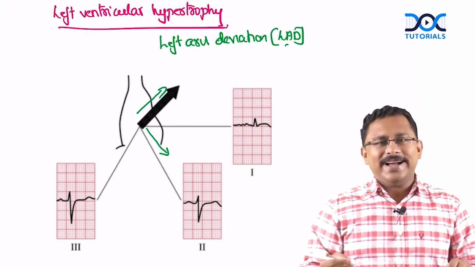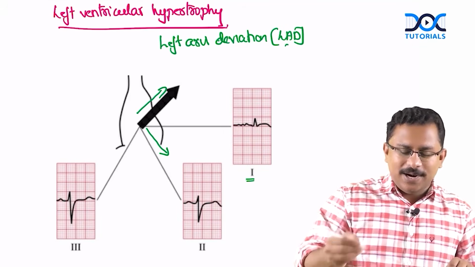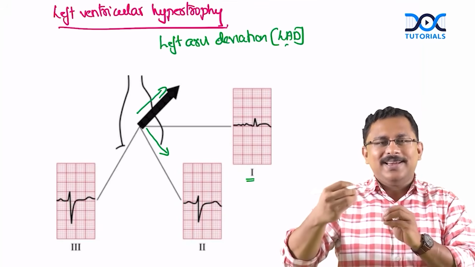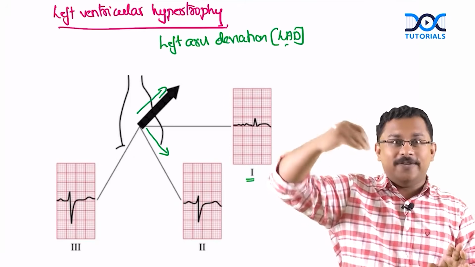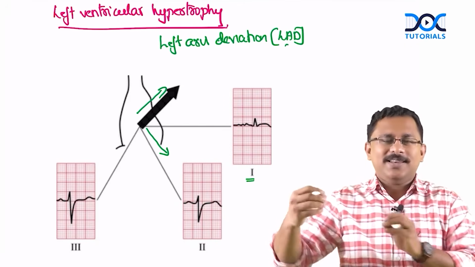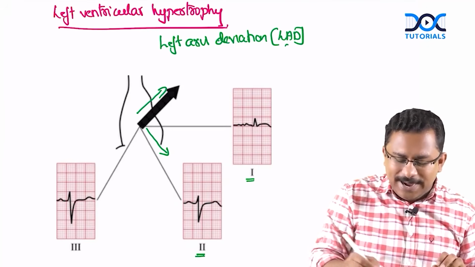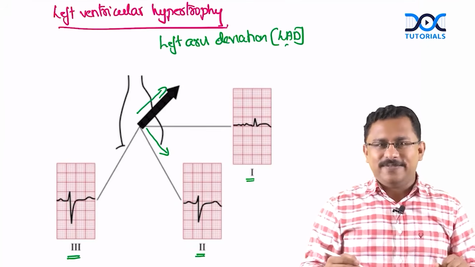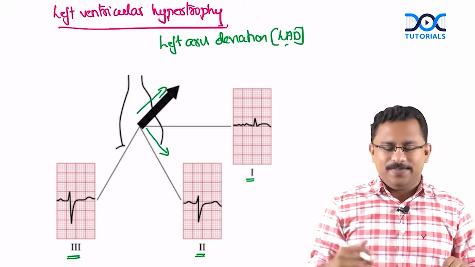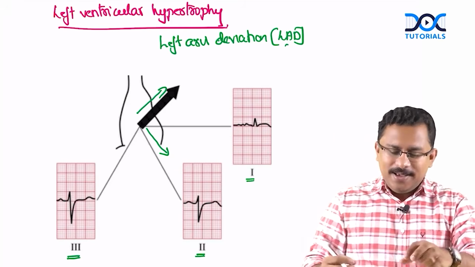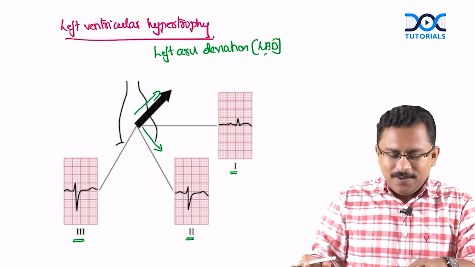So when you have a left axis deviation, lead 1 will be positive, but again the magnitude of positivity might be smaller because it is going away. Even then lead 1 would have a positivity there, but lead 2 as well as lead 3 will have predominantly a negative deflection, because it is moving away. Lead 1 will be slightly positive, that is also clear.